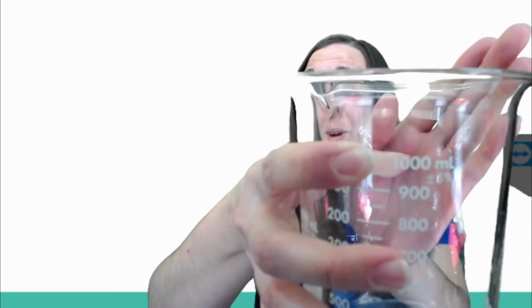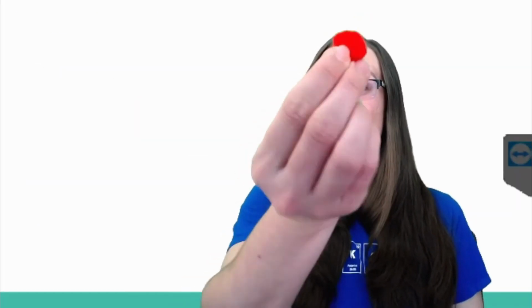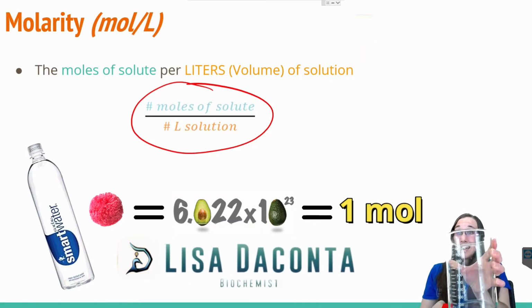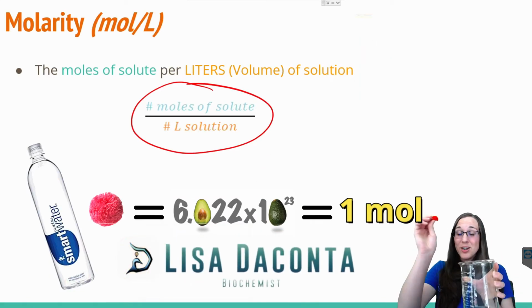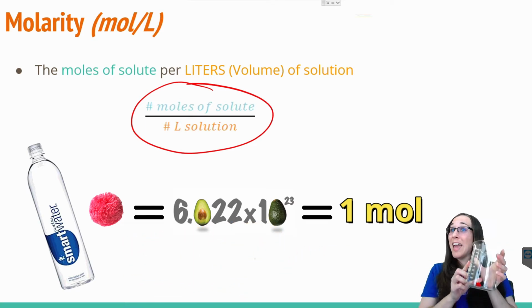Well, then how much is a liter? A liter is 1,000 milliliters. What's a mole? A mole is 6.02 times 10 to the 23rd. That's a really big number. We're going to represent a mole with 1 red pom-pom. So if we have 1 red pom-pom in a 1,000 milliliter beaker, we now have 6.02 times 10 to the 23rd atoms or molecules, i.e. a mole, in the beaker.